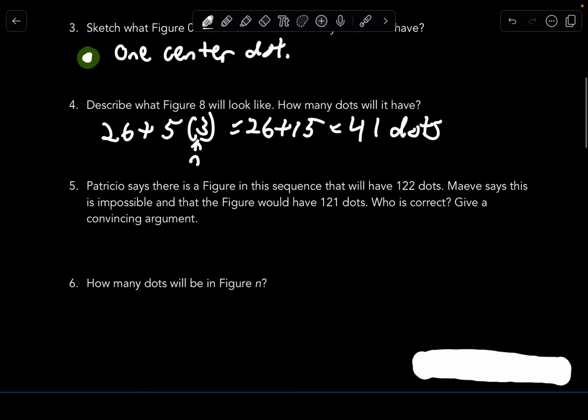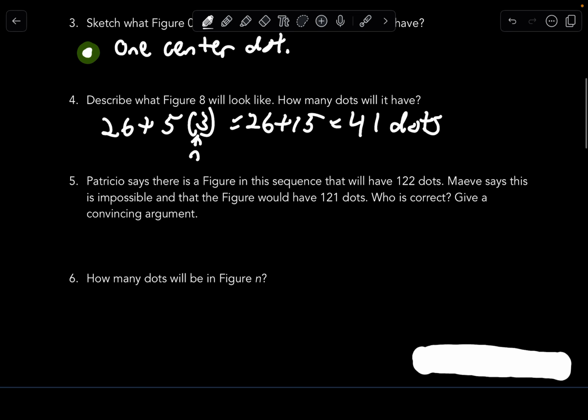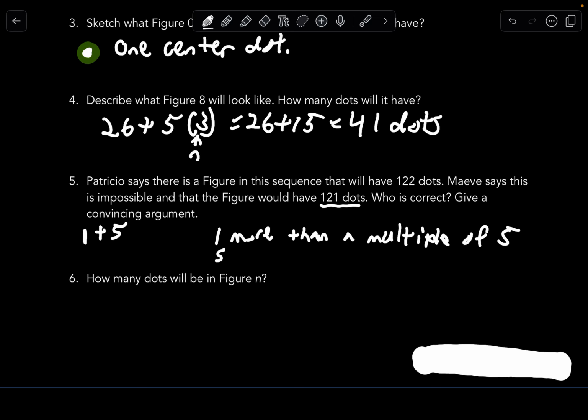Now, Patricio says there's a figure in this sequence that will have 122 dots. Maeve says this is impossible and that the figure would have 121 dots. Who is correct? Well, if we started with 1 in our first figure, and each time we add 5, our result will always be 1 more than a multiple of 5. So 121 dots is 1 more than a multiple of 5. And Maeve is correct.